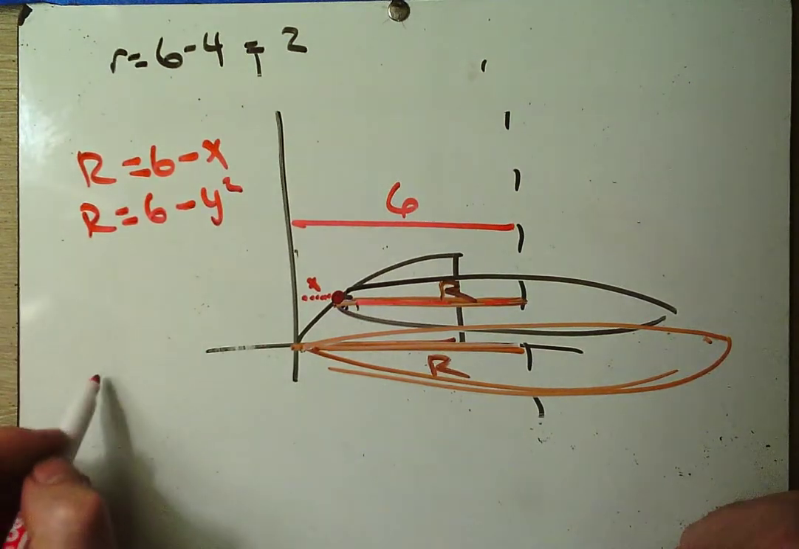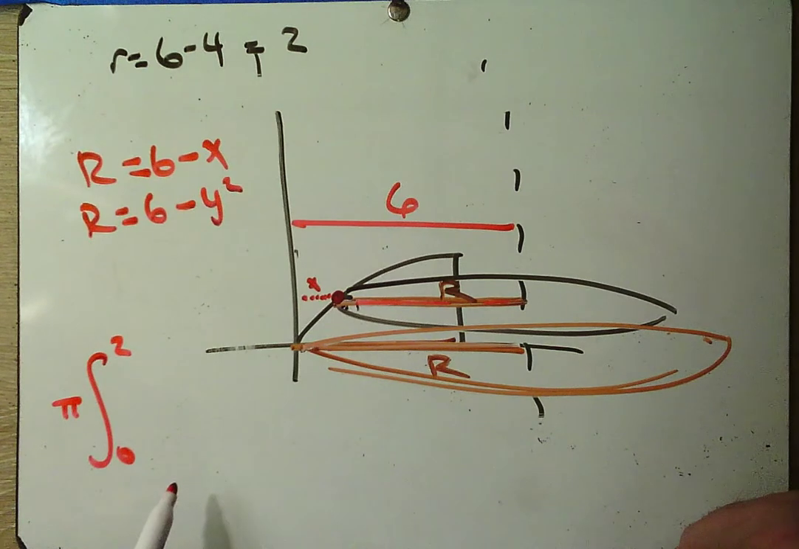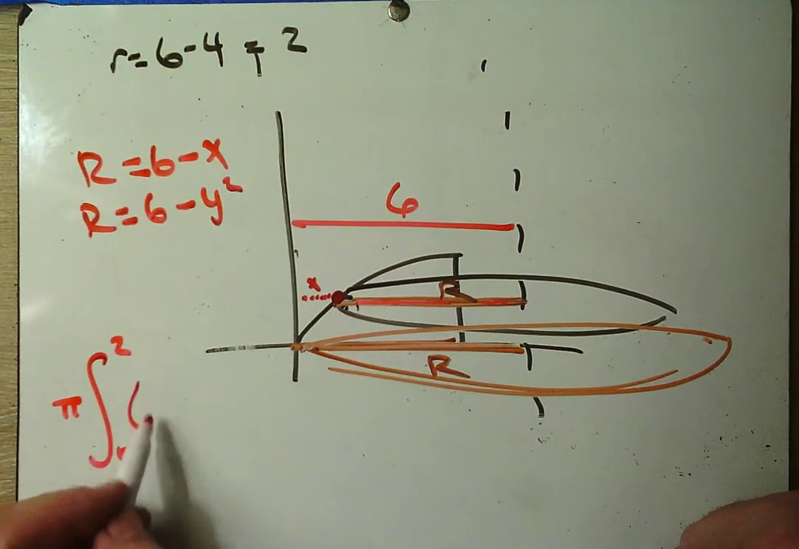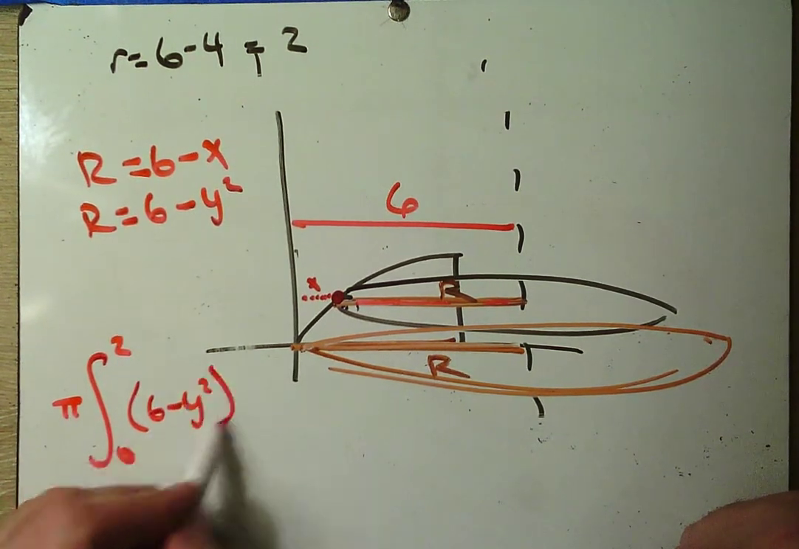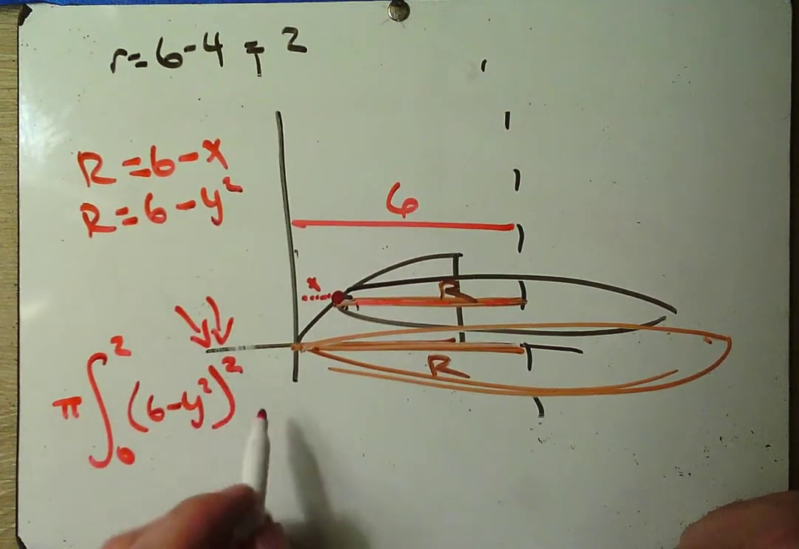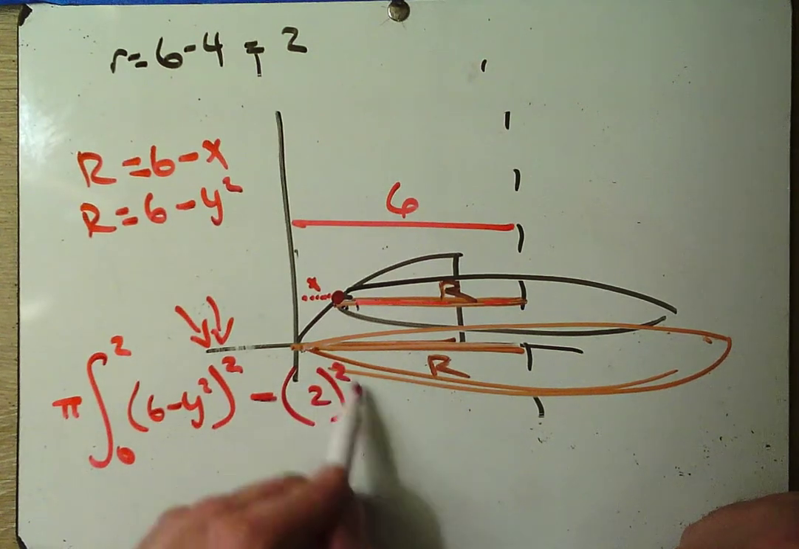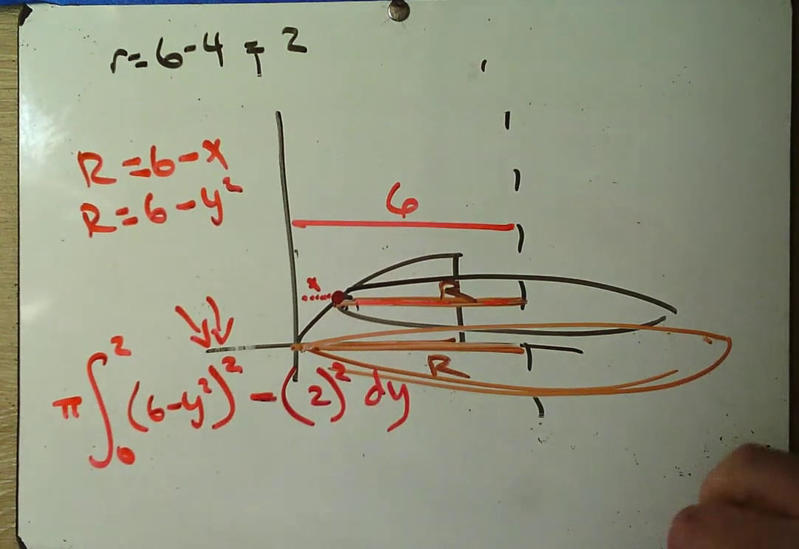So when I integrate, I'll be integrating from 0 to 2, pulling out that pi constant. Big R, 6 minus y squared, squared, I can't tell you how many people forget that one, minus little r squared dy. Okay, so now you have a sense of why we're spending 6 days on this topic.